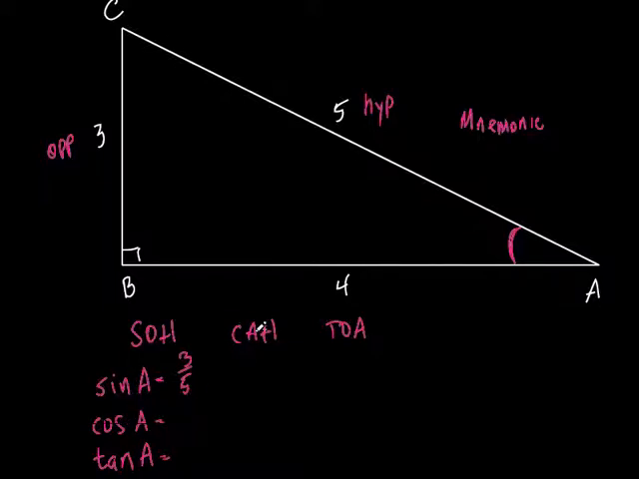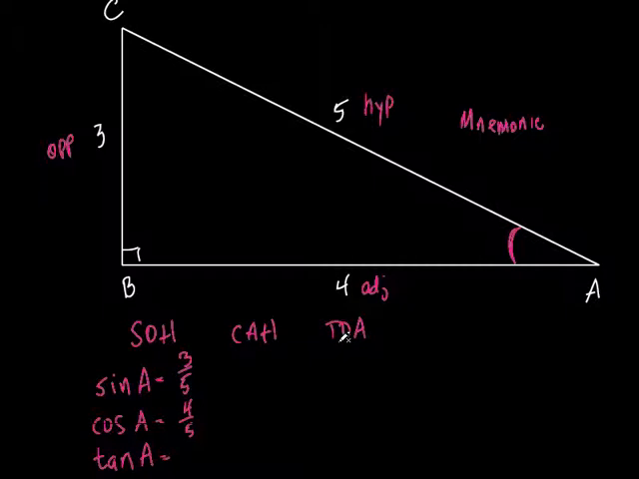Let's do the cosine. So the cosine is what? Adjacent over hypotenuse. Which one of these sides is the adjacent side? 4. So that's the adjacent side. So what is the cosine then? It's adjacent, which is what? 4 over the hypotenuse, which is 5. Pretty simple, isn't it? As long as you know what those words stand for, it's pretty easy to plug them in. Let's do the tangent this time.